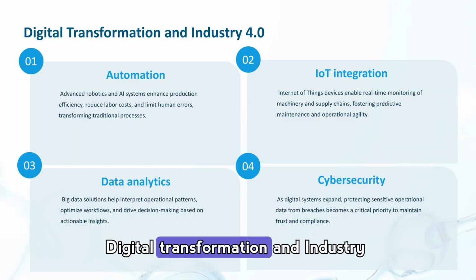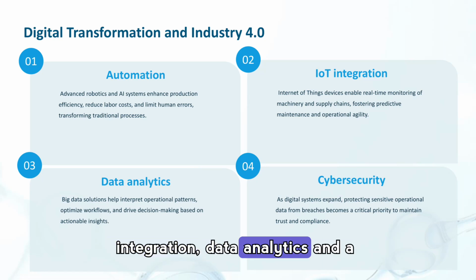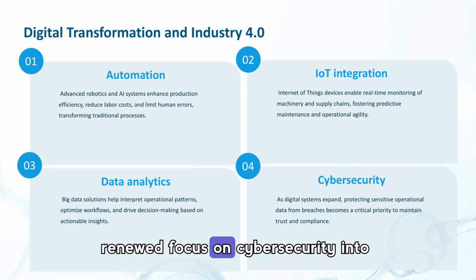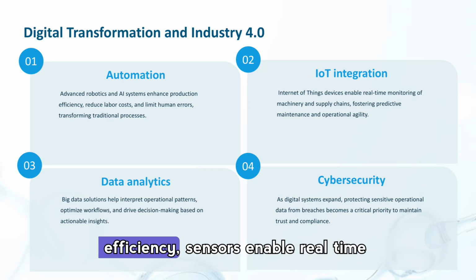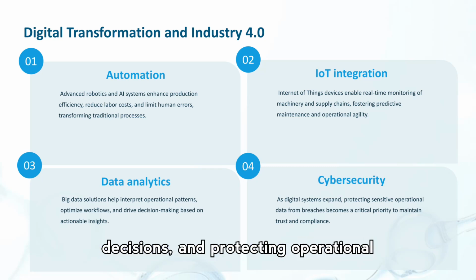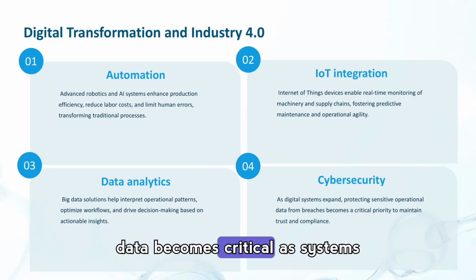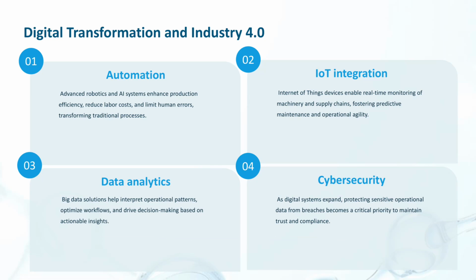Digital transformation and Industry 4.0 introduce automation, IoT, integration, data analytics, and a renewed focus on cybersecurity into operations. Robotics and AI boost efficiency, sensors enable real-time monitoring, big data drives smarter decisions, and protecting operational data becomes critical as systems connect, making security part of any digital upgrade plan.